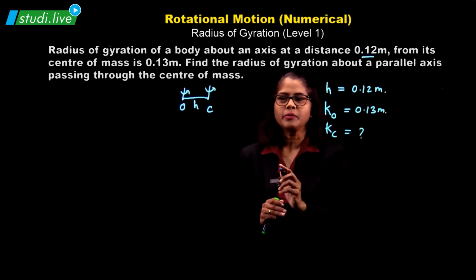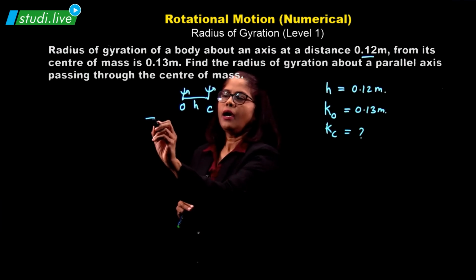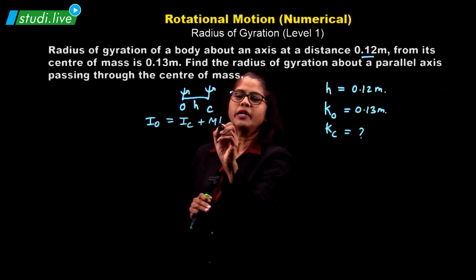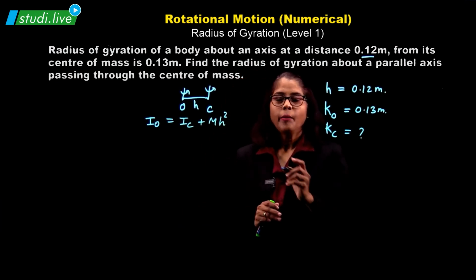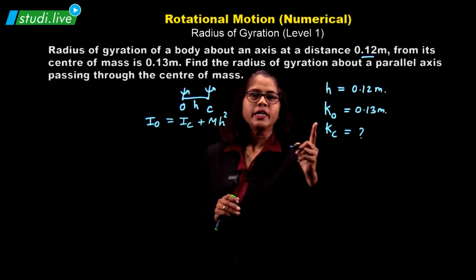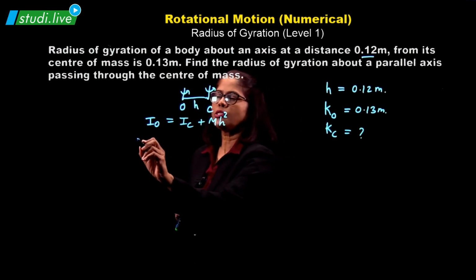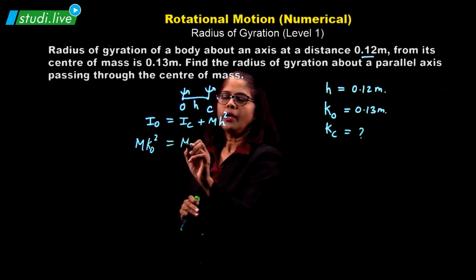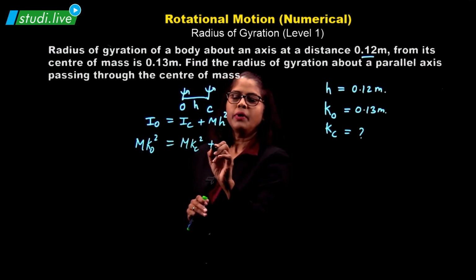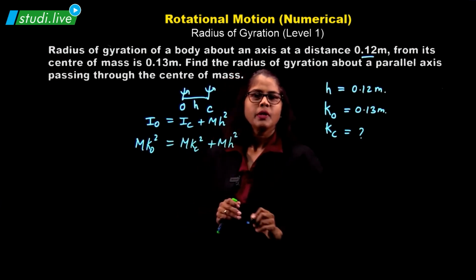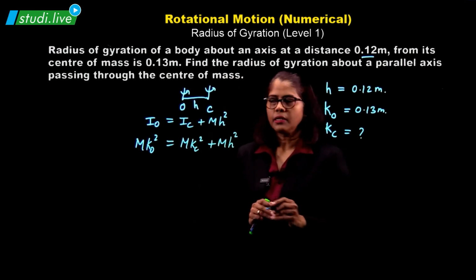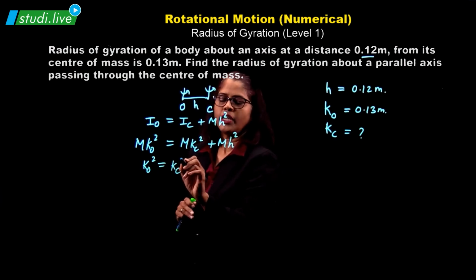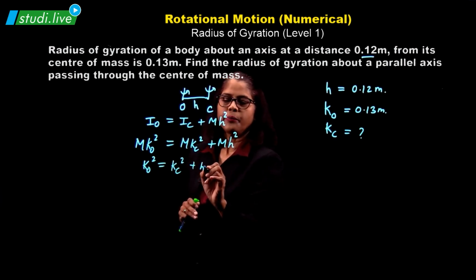So what does the parallel axis theorem say? It says that IO is equal to IC plus MH square. Right? But I is the moment of inertia in terms of radius of gyration. What is the formula, students? MKO square is equal to MKC square plus MH square. Now M is common, so we can cancel that. So what is the formula finally? You can remember this formula.